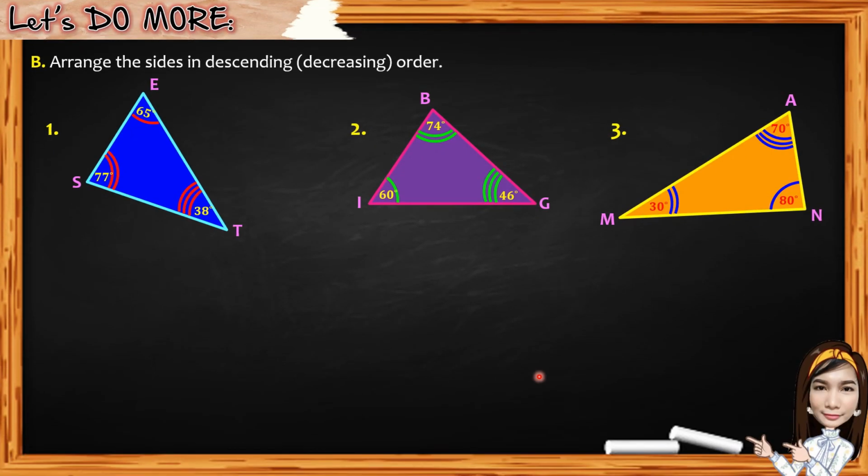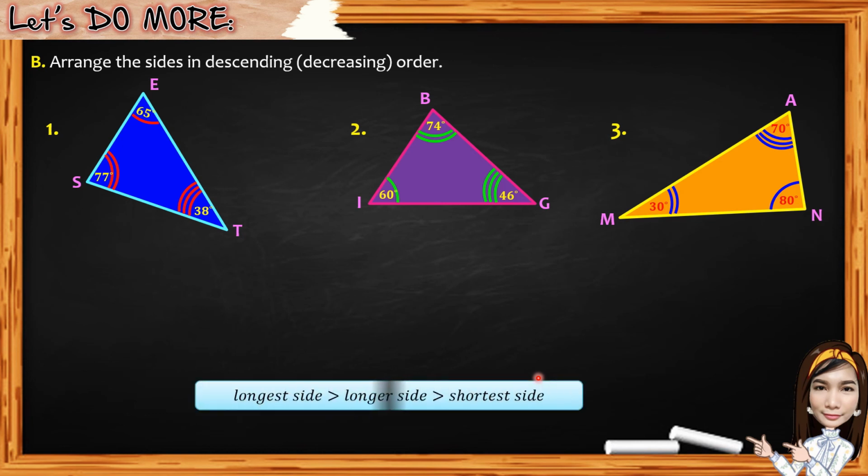And for letter B, arrange the sides in descending or decreasing order. That is from longest to shortest side. The longest side is greater than the longer side, greater than the shortest side. So we have the greater than symbol. Now for number 1, in triangle SET, the longest side is line segment ET, which is opposite the largest angle, angle S, 77 degrees.